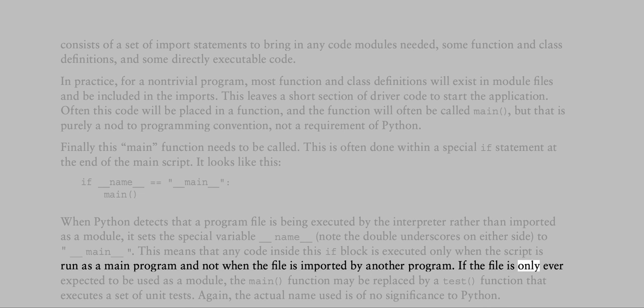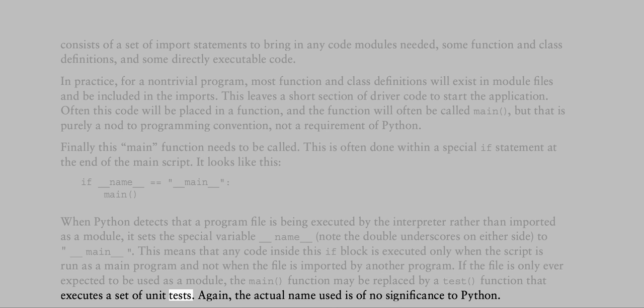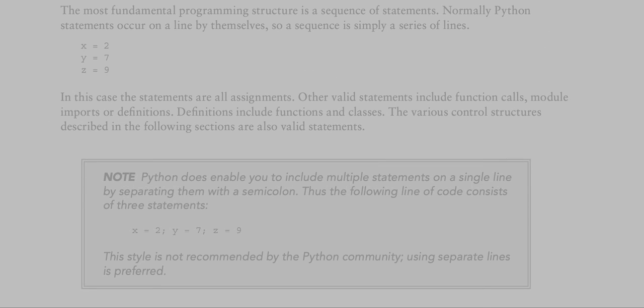If the file is only ever expected to be used as a module, the main function may be replaced by a test function that executes a set of unit tests. Again, the actual name used is of no significance to Python. Using sequences, blocks, and comments. The most fundamental programming structure is a sequence of statements. Normally, Python statements occur on a line by themselves, so a sequence is simply a series of lines.